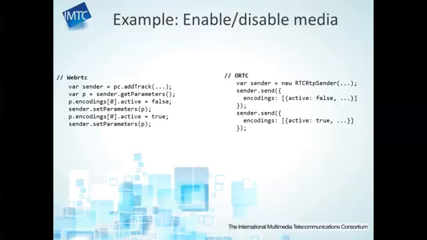Enabling or disabling: in the WebRTC example, you're calling get parameters and then setting active to false, and calling set parameters to set it off. And then you can set it back to true and call set parameters again. In ORTC, you just call sender.send with a value of false or true.